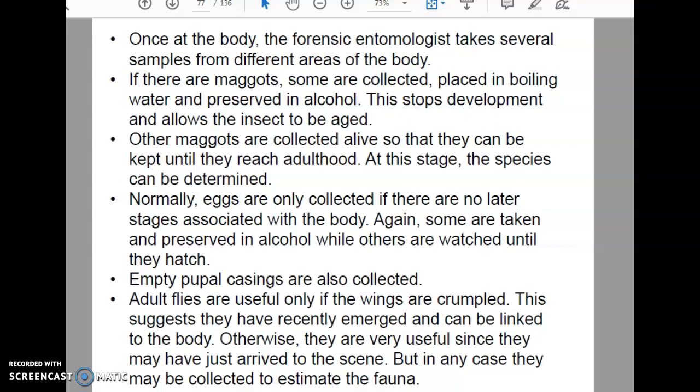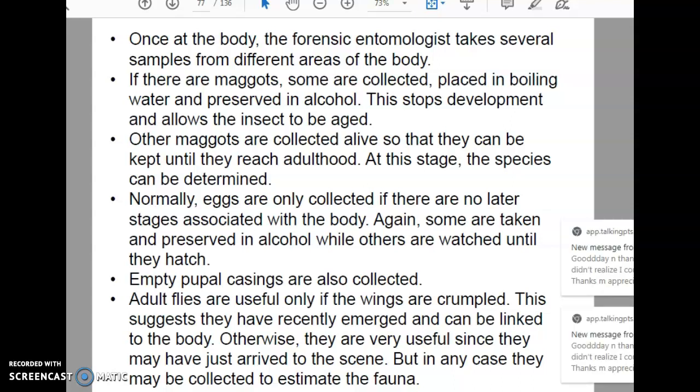Once at the body, the forensic entomologist takes several samples from different areas of the body. You can guess where, those lovely openings. If there are maggots, some are collected and placed in boiling water, poor little maggots, and preserved in alcohol. This stops the development and allows the insect to be aged in order to figure out how old it is. Other maggots are collected alive and can be kept until they reach adulthood. At this stage, the species can then be determined. So you got to figure out what they are.